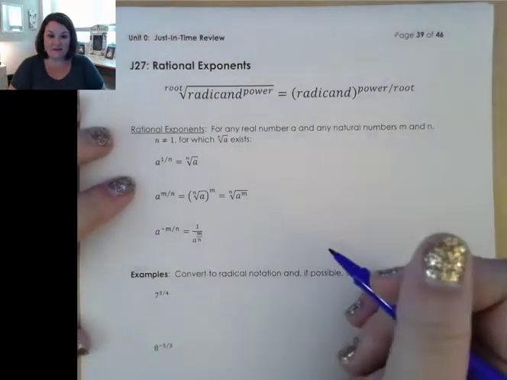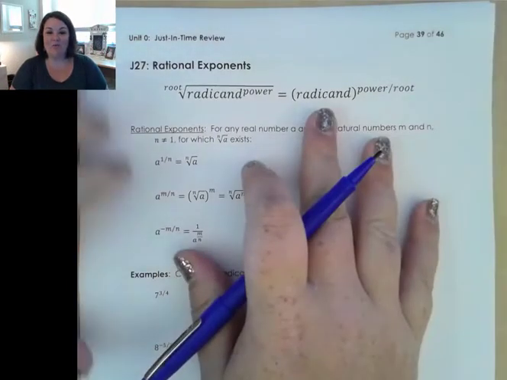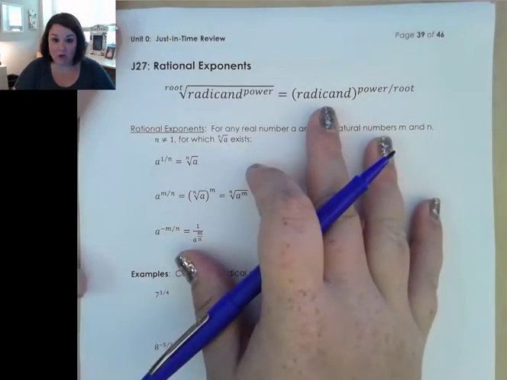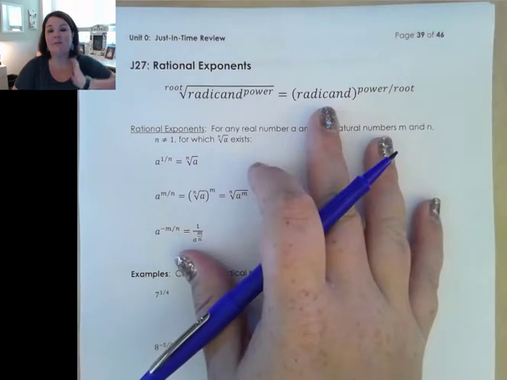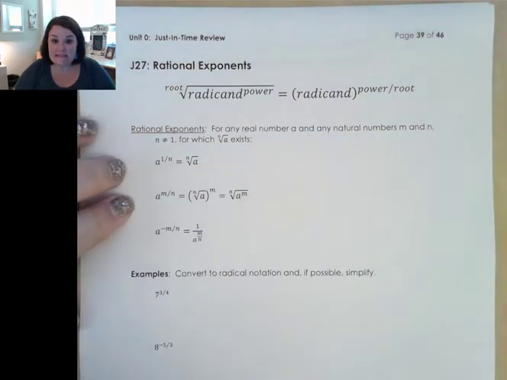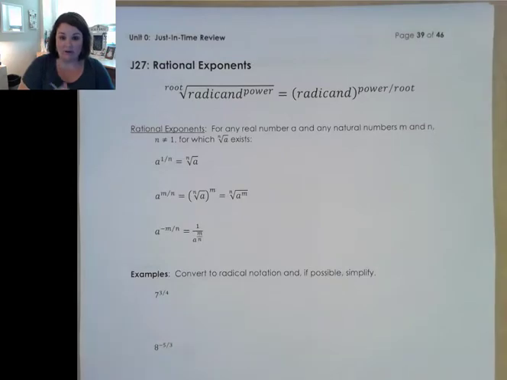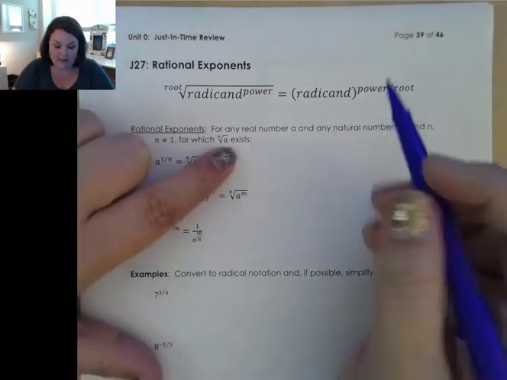Moving on to J27, which is all about rational exponents. This is our last section in Unit 0, so that means your first test is coming up. And what this section is talking about is how to translate an expression from radical notation to a notation that involves rational or fraction exponents. Okay, so let's go ahead and look at this.